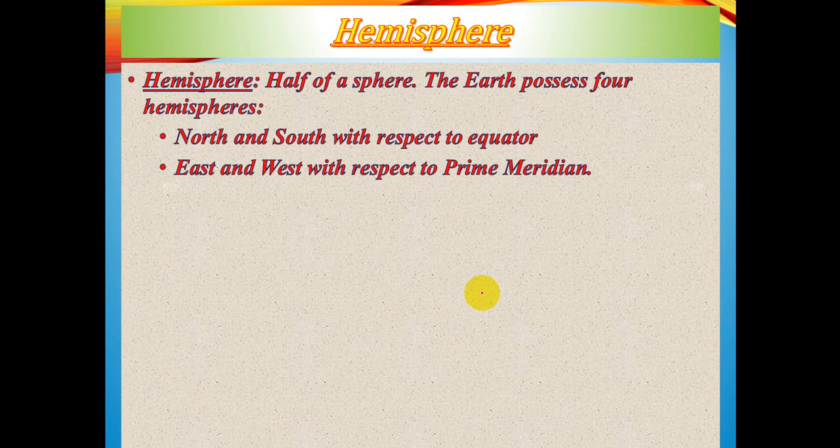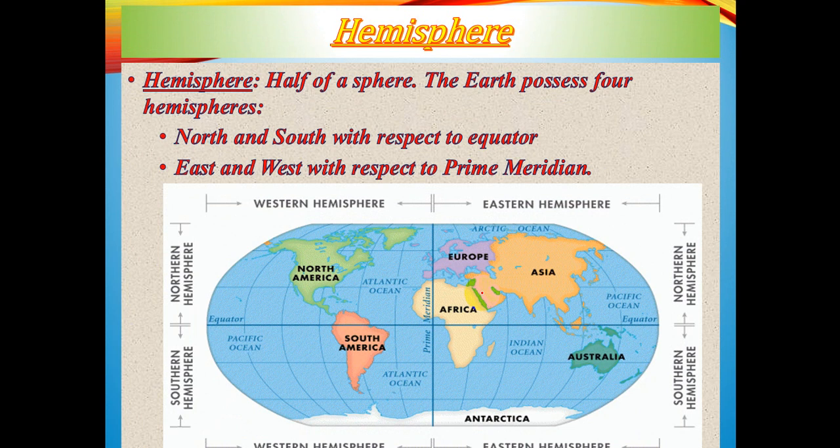Now the next keyword is hemisphere. Sphere means a circle. Hemisphere means half of a sphere. Now the earth possesses 4 hemispheres. Just see the map. It is clearly visualized. We are having two imaginary lines. The two most important imaginary lines, one is the equator running from west to east direction, and one is the prime meridian running from north to south direction.